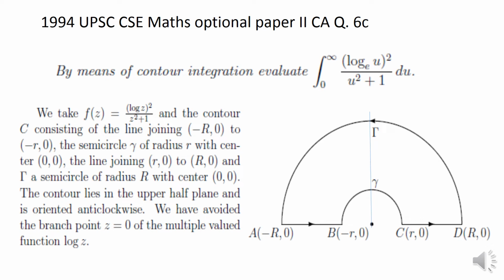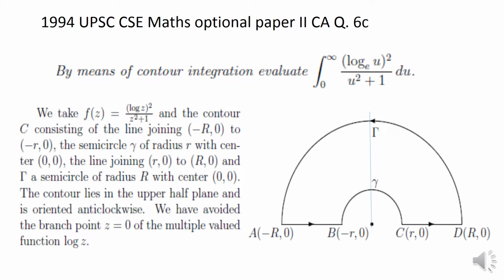In this video, question 6C of 1994 UPSC CSE Maths Optional Paper 2 Complex Analysis: by means of contour integration, evaluate this integral. So first we have to think about the contour. We will take a semicircular figure, with 0 to infinity on the plus side. So f(z) is (log z)^2 upon z^2 + 1.